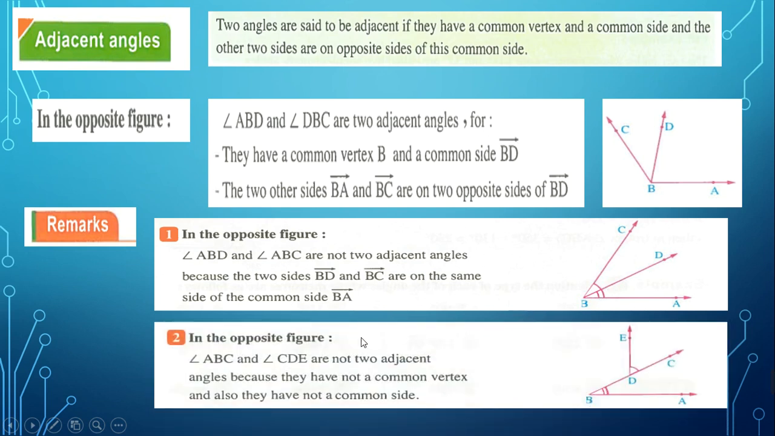Another one, in the opposite figure, ABC and CDE are not adjacent. Why? Because the vertex of the angle CDB is D and the vertex of the angle ABC is B, not a common vertex.